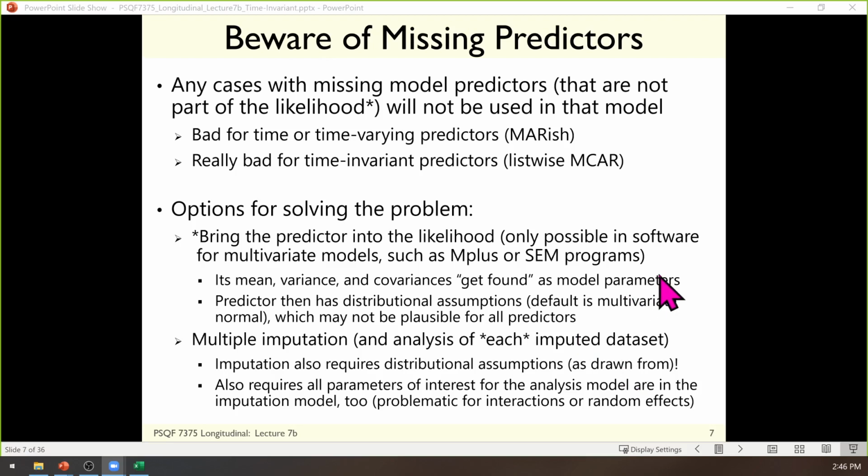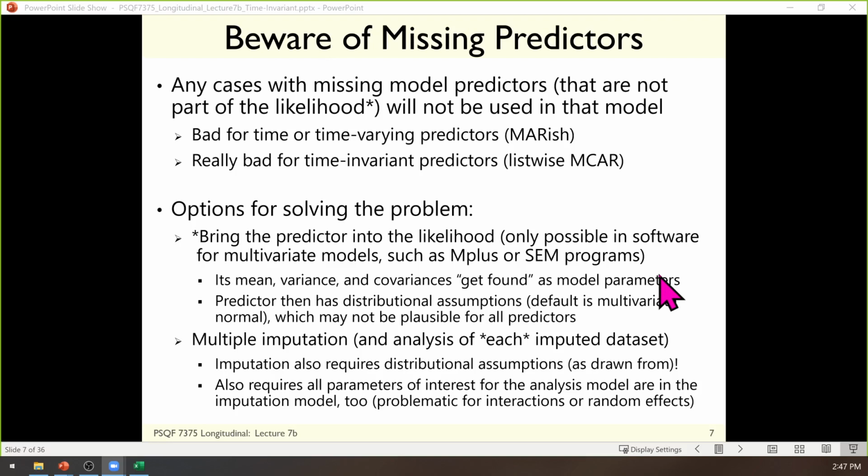So there are 2 strategies that can be used to address this problem, and they each require switching software. The idea of using FIML in a multivariate context is one way to solve this problem. If I estimate the exact same model that we've been talking about using mixed in a structural equation modeling package, you have the option to tell the program that the predictor is an outcome. It's a hack. It's a trick.